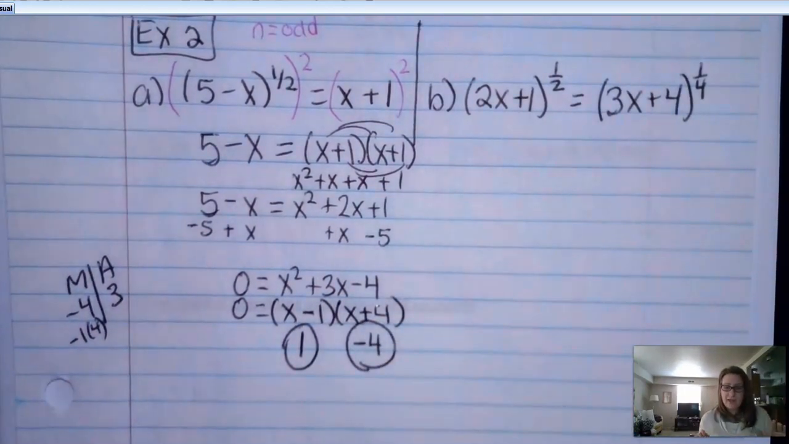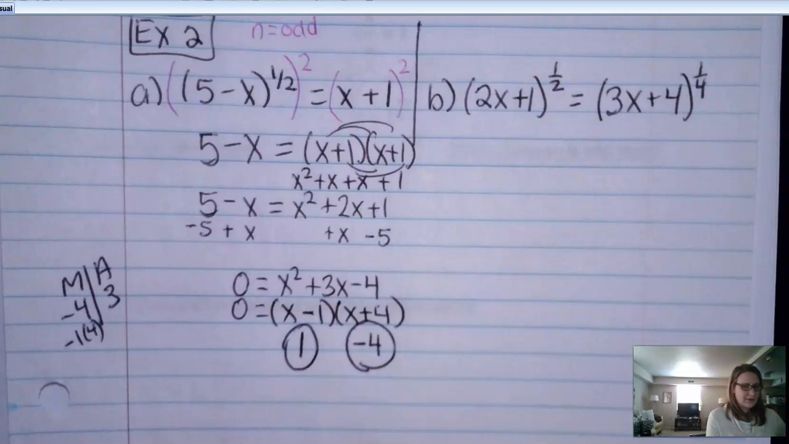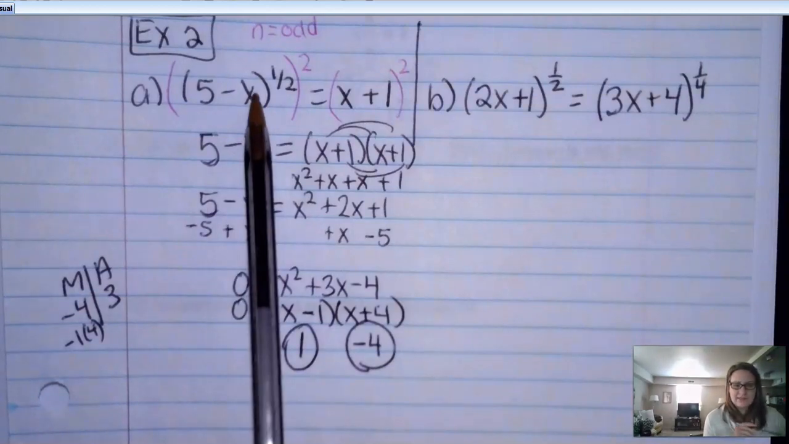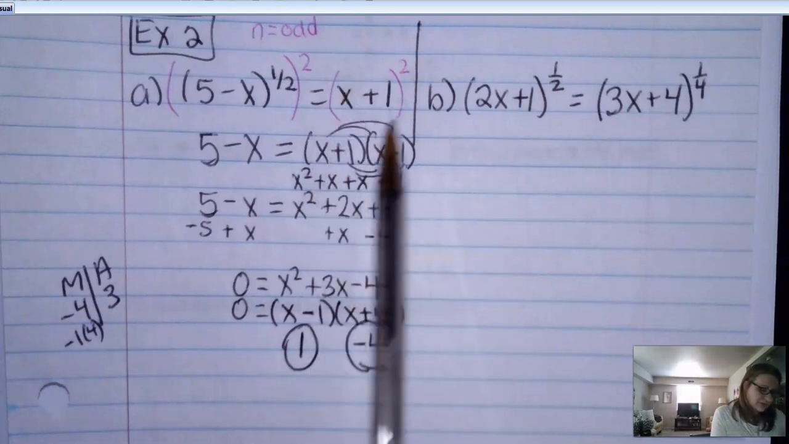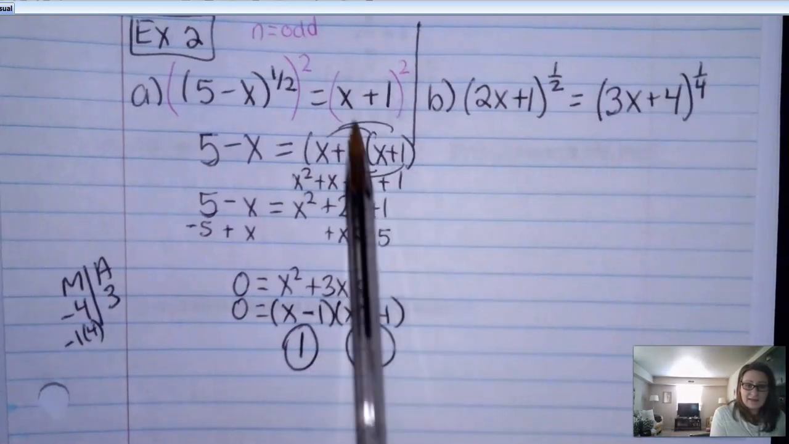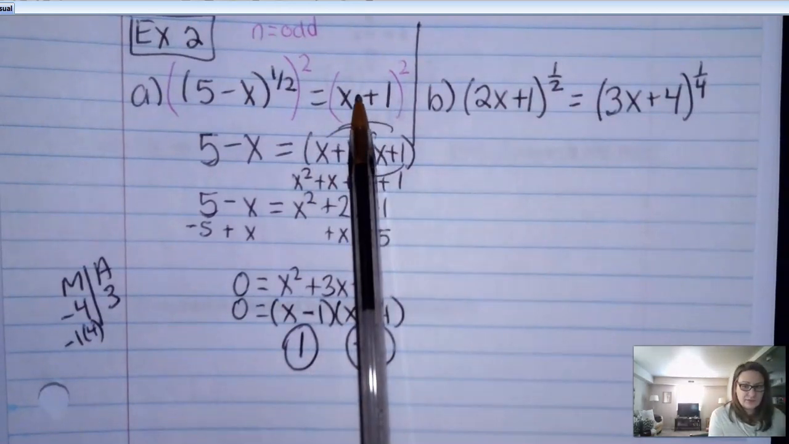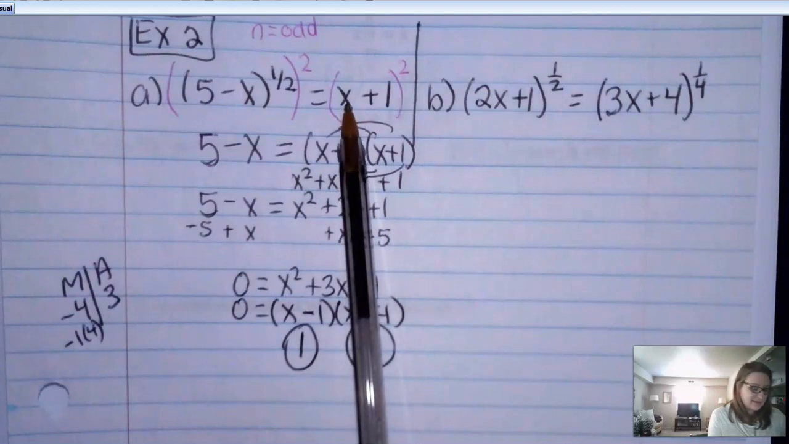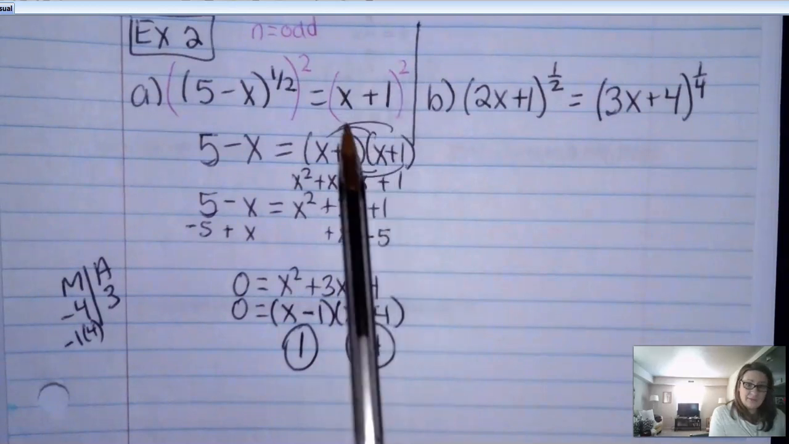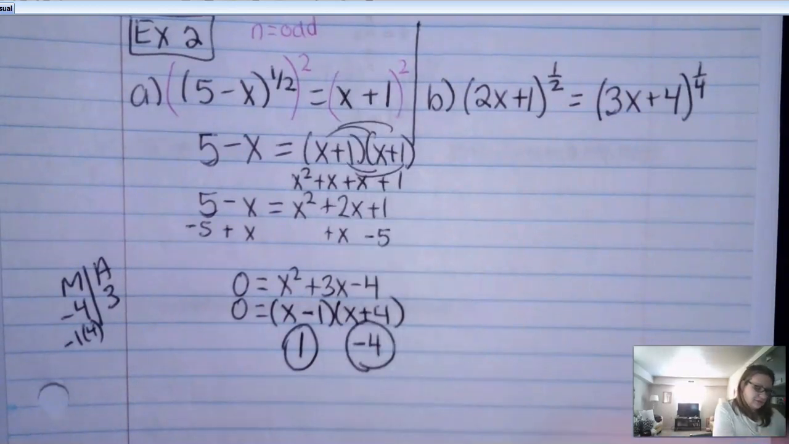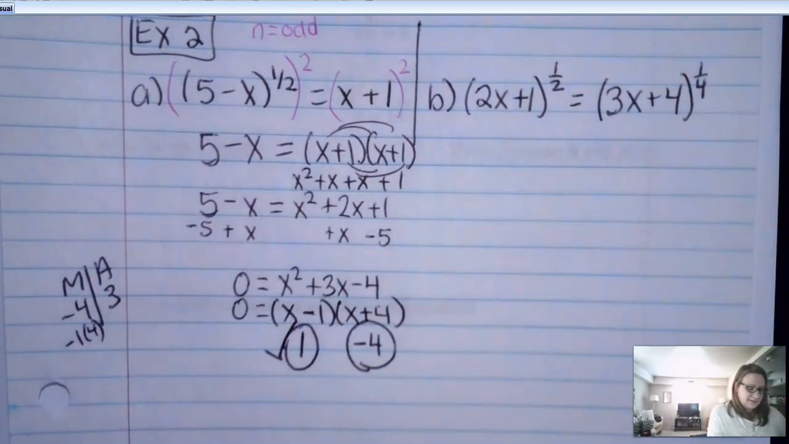You have to check that original problem up there, that 1/2 power is the same thing as the square root. So make sure that you plug these back in to check if this side of the equation ends up being negative. I can't take a square root and get a negative number, so you've got to check that. So if I put 1 right back up here, that would give me a +2, good to go. That will be our answer.